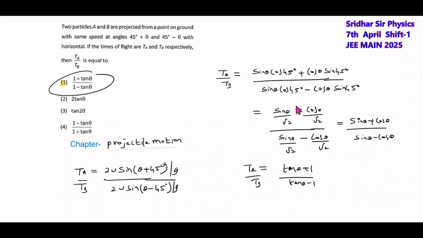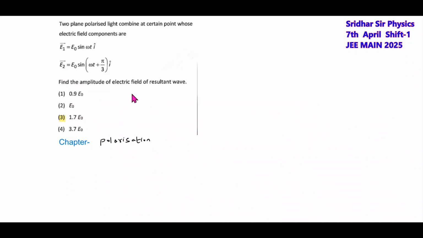We'll move to the next one. There's a problem based on polarization and also the idea of EM waves. The question is like this: two plane polarized lights combine at a certain point whose electric field components are E1 equal to E naught sin omega t i cap, E2 equal to E naught sin omega t plus pi by 3 i cap. Find the amplitude of the electric field of the resultant wave.